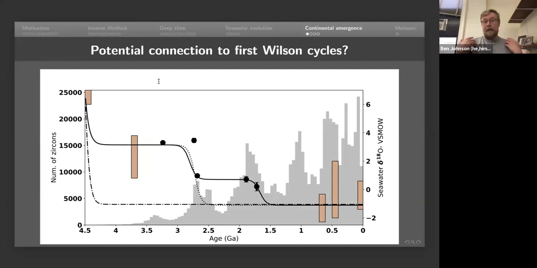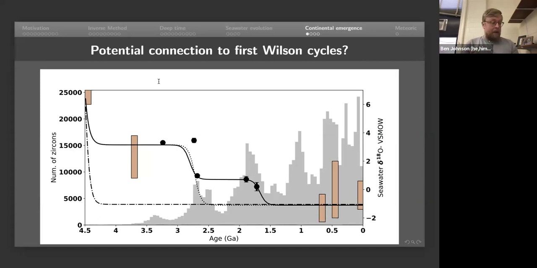So perhaps enhanced continental crust formation, maybe the onset of widespread plate tectonics around 2.8 to 3 billion years ago, generating enough crust to be emerged above sea level, can interact with the hydrosphere, weather, sequester oxygen 18, and drive this decrease in seawater δ18O value in two distinct steps, perhaps related to Earth's first Wilson cycles, first supercontinent cycles of crustal growth, quiescence and rifting, and coming back together.